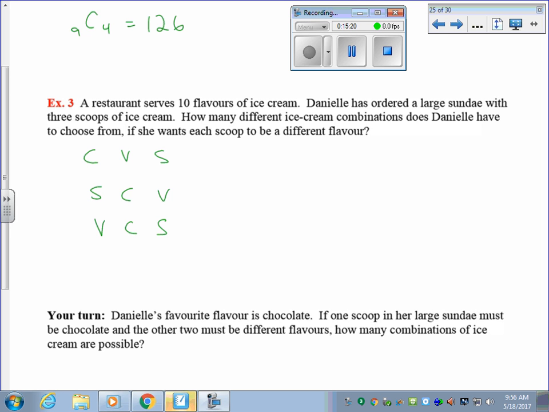So our N here is 10. And we're choosing groups of 3. So we have 10 choose 3. So 10, math, probability, 3, then 3 again, and that's going to give you 120.